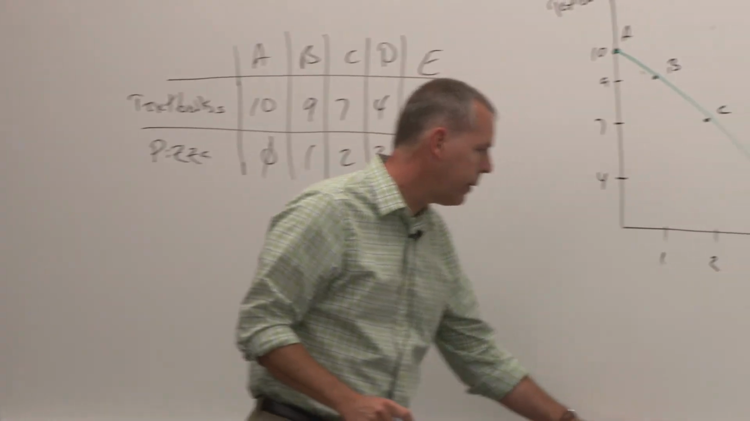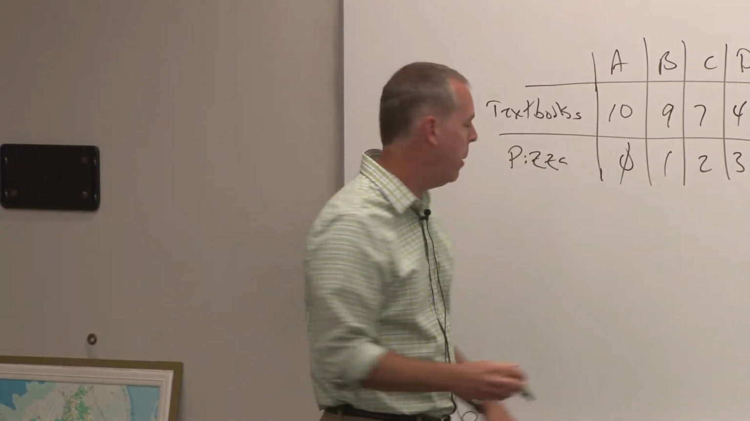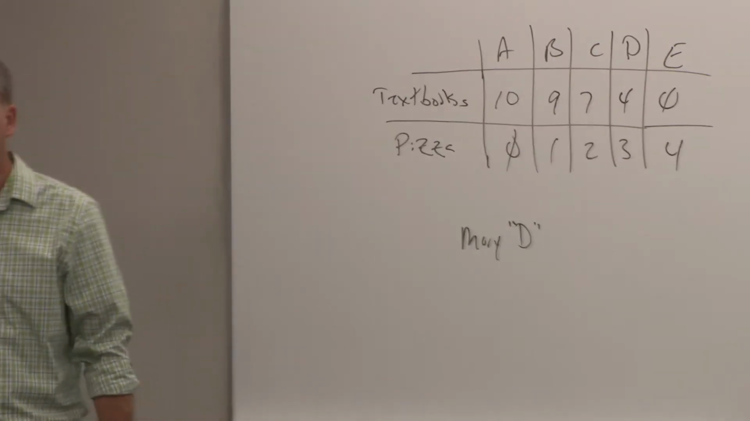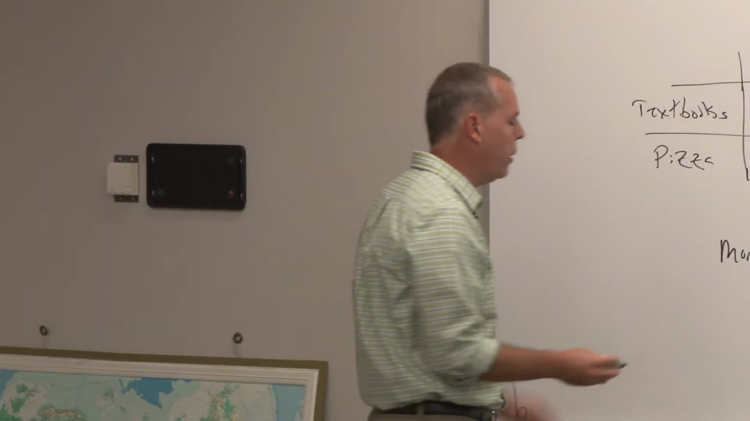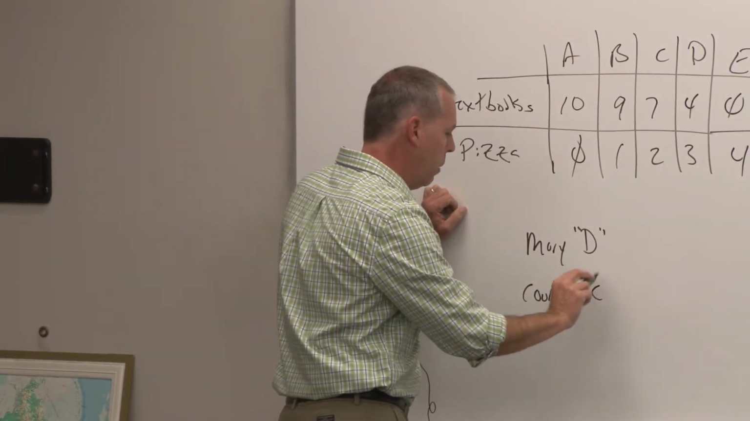Now, which point is best? What'd you say? So you got this one right here. So what's your name? Mary. So Mary says D is best. What do you think? Well, which one would you choose? C. So she chooses C. So what's your name? Courtney. C or K? C. Who's right? Is it C or is it D? We're going to have an election. Do we want 7 textbooks and 2 pizzas, or do we want 4 books and 3 pizzas?